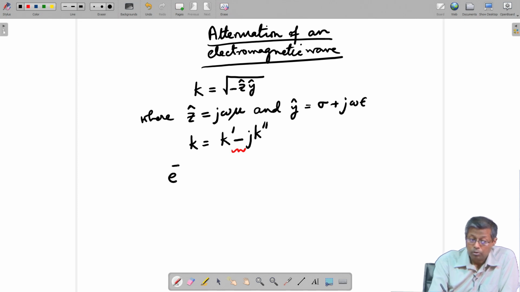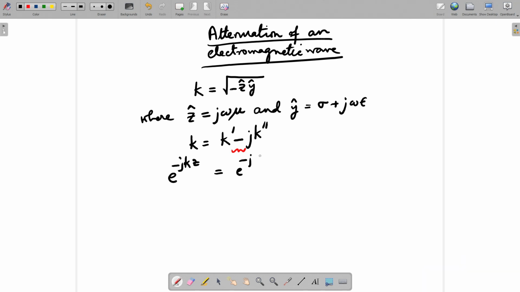So, that means e to the power minus j k z should be e to the power minus j (k prime minus j k double prime) z, and that is equal to e to the power minus j k prime z times e to the power minus k double prime z.